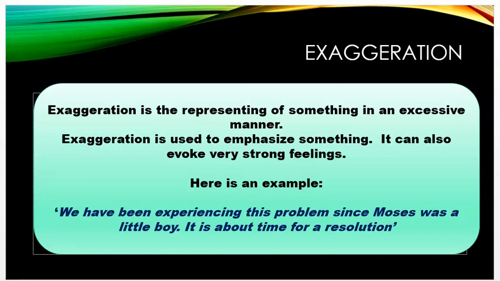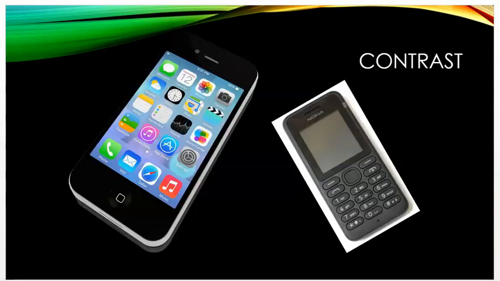All right, so exaggeration is the representing of something in an excessive manner. Exaggeration is used to emphasize something. It can also evoke very strong feelings. Here's an example. We have been experiencing this problem since Moses was a little boy. It is about time for a resolution. Of course, Moses was a little boy, it would have been a long time, but they are exaggerating. Okay?